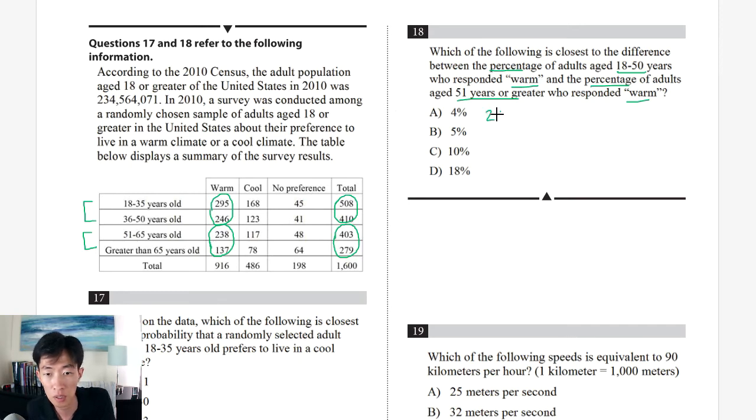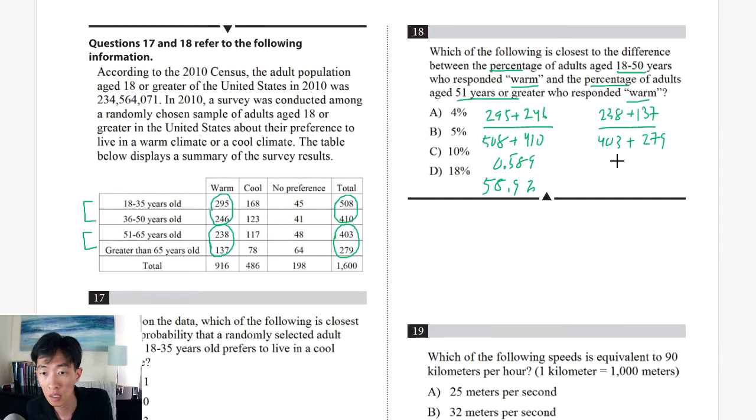The first calculation is going to be 295 plus 246 all over 508 plus 410. If you do that on your calculator, you're going to get 0.589, which translates when you multiply it by 100 to 58.9%. The second calculation is going to be 238 plus 137, all divided by 403 plus 279. You do that in your calculator, you're going to get 0.549, which translates to 54.9%. So these are the numbers that we're comparing. 58.9%, 54.9%. The difference is obviously 4% between them. So just make sure you're careful about which numbers you're adding up and then about your percentages.